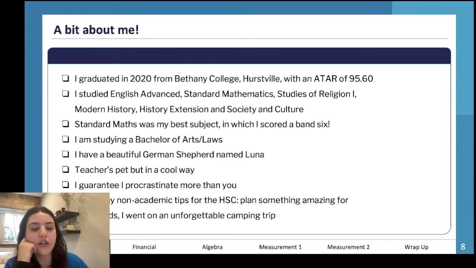So yes, I was very close to all band 6s, but I got band 6s in the rest of my subjects. I got my highest mark in standard maths. From memory, it was like a 94, which I probably should have written down, but I knew that it was band 6, so we'll just leave it at that.